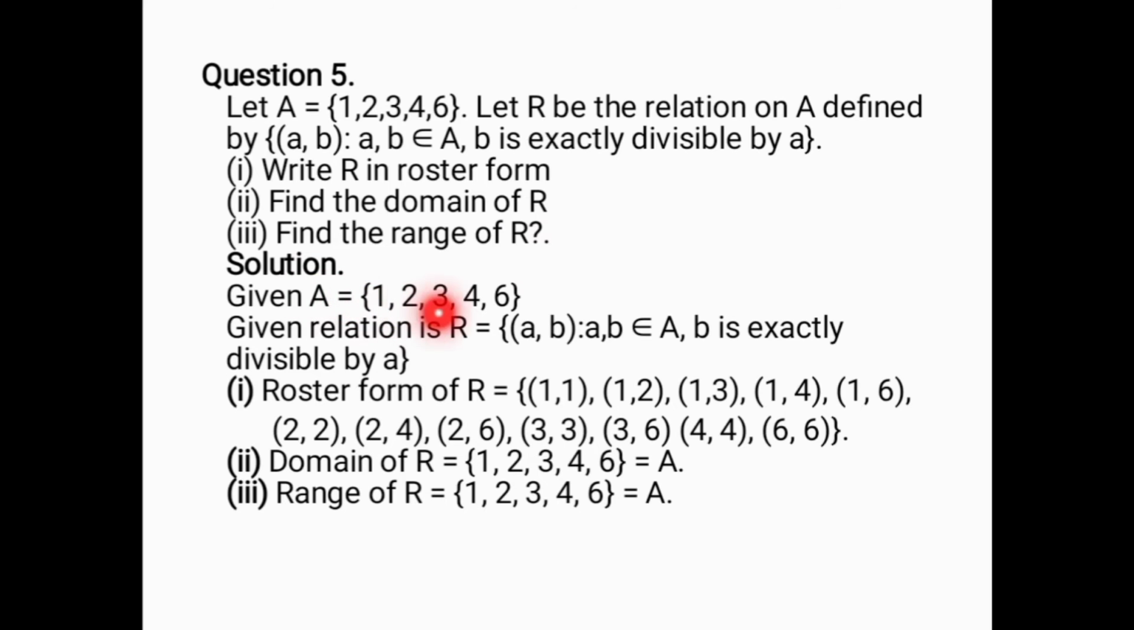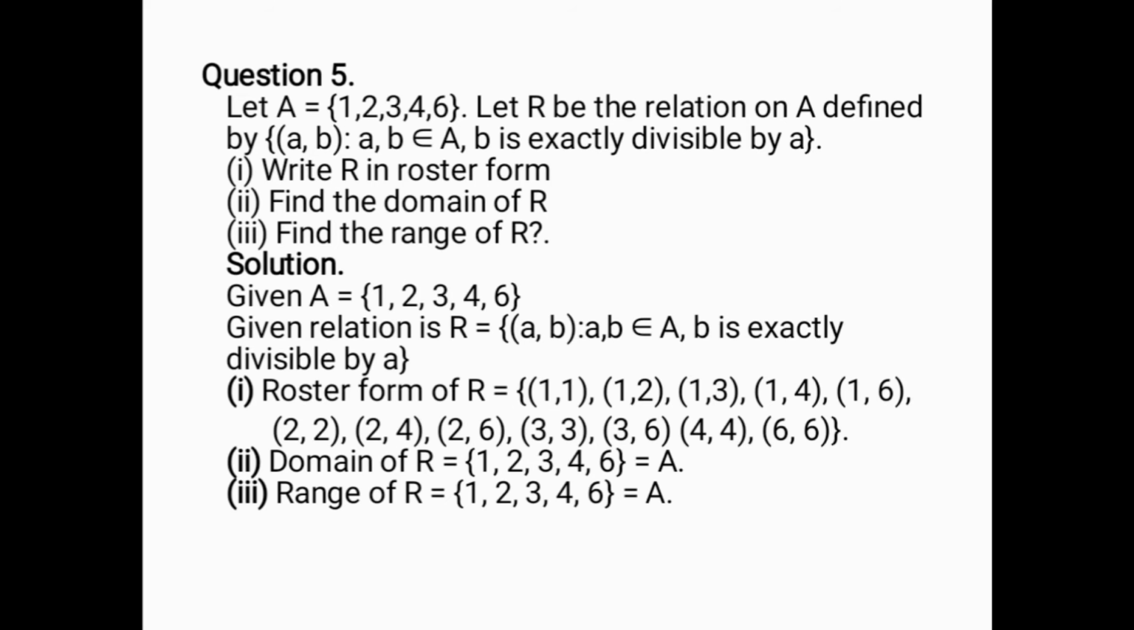Given A equal to {1, 2, 3, 4, 6}. Given relation is R, (a, b), b exactly divisible by a is the condition. Now roster form. You are writing this: (1,1), (1,2), (1,3), (1,4), (1,6). Like that. (2,2), (2,4), (2,6). Okay, like that.